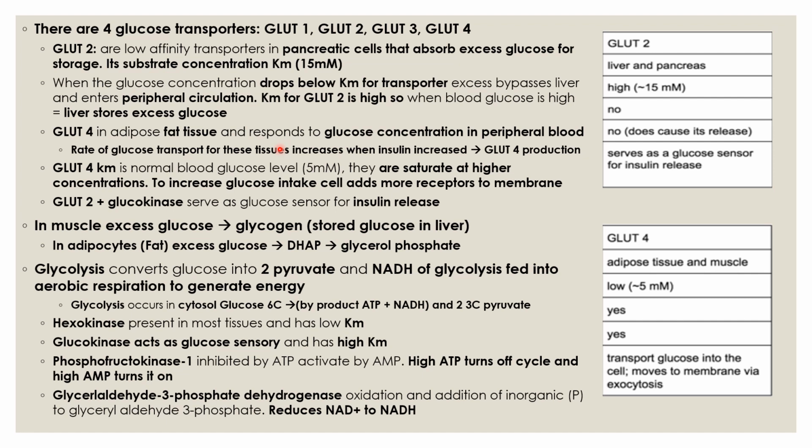And then in adipocytes, which are adipose fat tissues, excess glucose turns into DHAP and then turns into glycerol phosphate. Glycolysis converts glucose. So now we're going to go into the deep stuff. Glycolysis converts glucose, which is a 6C molecule, into two pyruvates, 3C and 3C, and it produces NADH. So glycolysis can transport the NADH to be fed into aerobic respiration to generate energy.